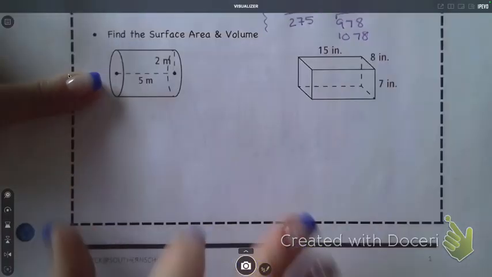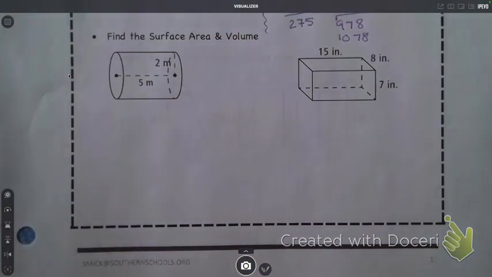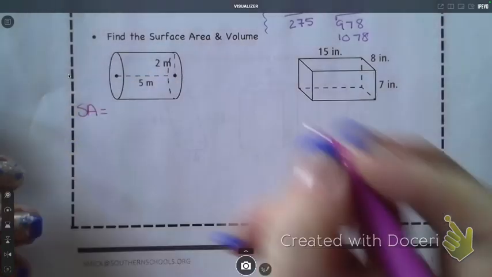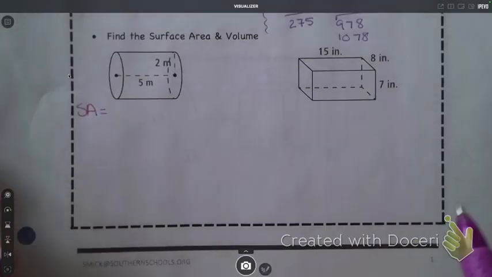What are you doing first? Do you want to do volume or surface area? Surface area. Okay, I always like doing the harder, more complicated thing first because it gets it over with. Okay, so I have an area of a circle plus an area of a rectangle.